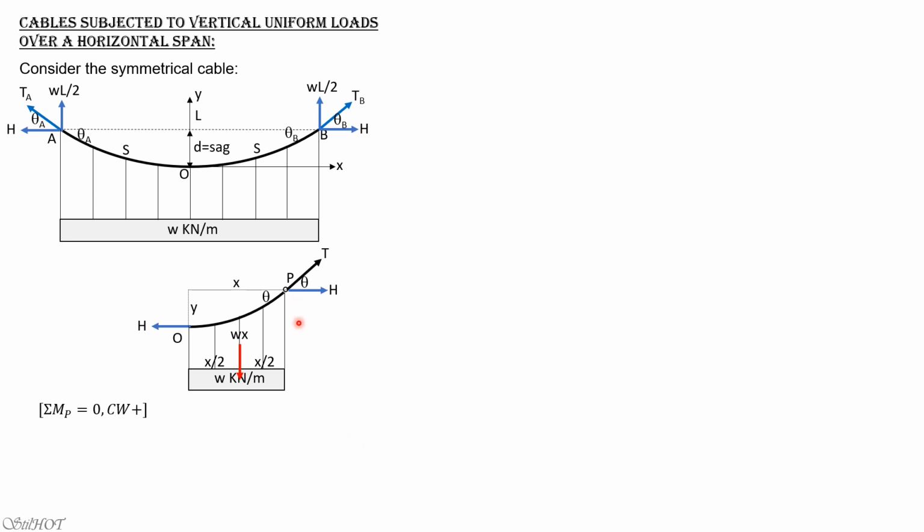Summation moment about P equals 0, clockwise positive. So we have H times Y. Of course, this is Y. Equals Wx times x over 2. So y equals wx squared over 2H, which represents a parabola. It is a second degree equation. So from here, this equation tells us that the cable is a parabola or parabolic.